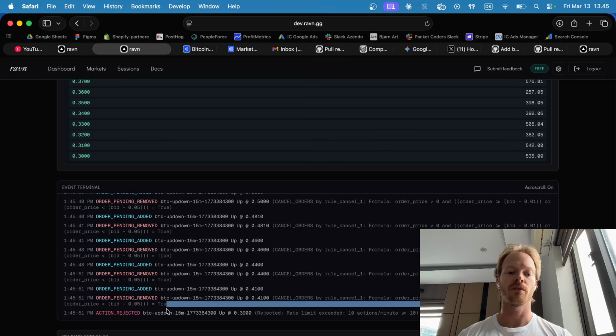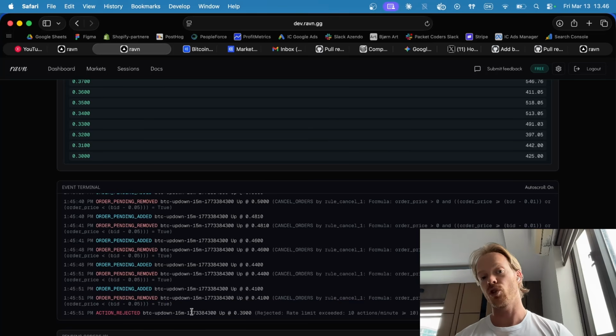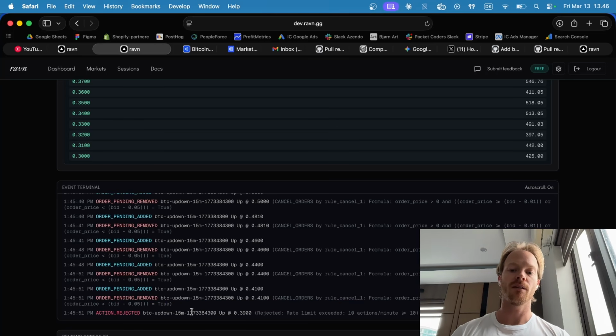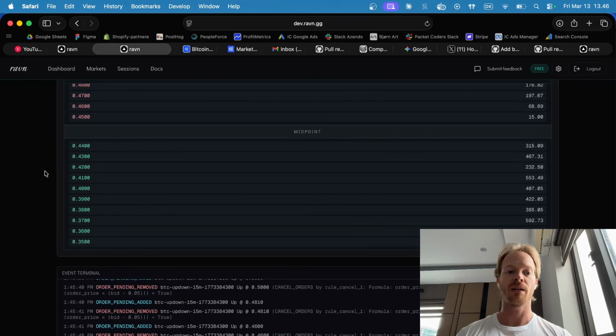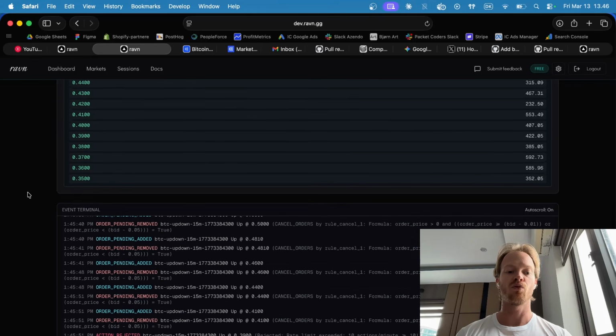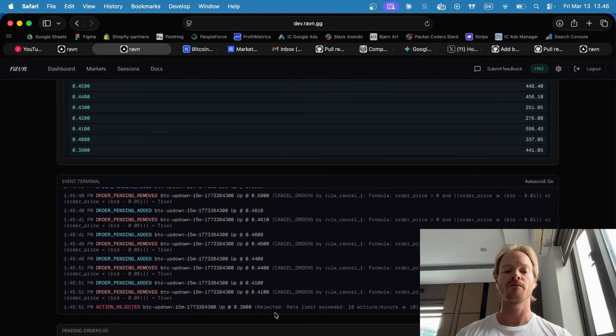So this is also a feature. This is a risk security feature that you can change in your settings. So there's a rate limit if you want to prevent your strategy from firing too fast, too soon. This one is currently set at 10 actions per minute, and you can see here it kept adding and removing the order, simply because these kind of markets, especially this up and down market, moves very fast. So this is why we probably want to increase this for a market like the 15 or 5-minute Bitcoin market.